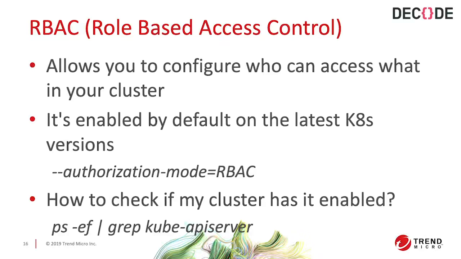So how do I check if my cluster has it enabled? It's the same command that we showed before for the Kube API server, right? RBAC is going to allow you to configure who can access what in your cluster. We highly recommend that if you don't have it enabled, if you're using previous versions of Kubernetes, you enable RBAC authorization. You can also restrict any user from accessing the kube-system namespace, like we mentioned, which is a very important namespace where all the control plane pods are located, right?